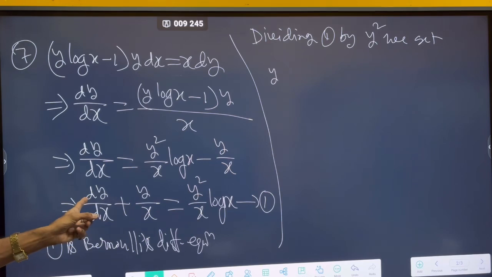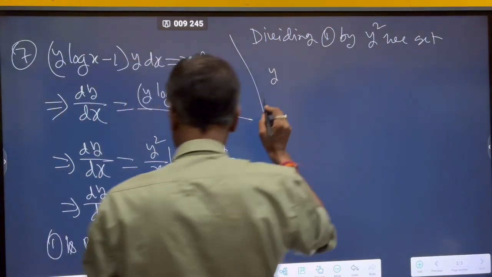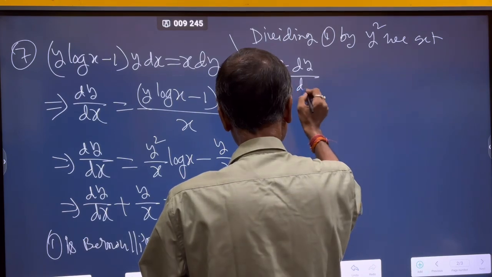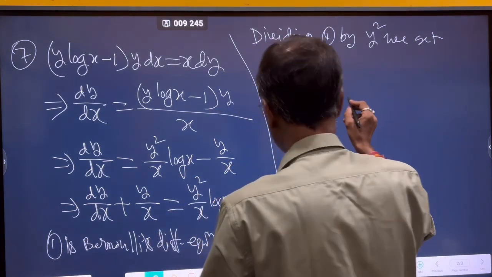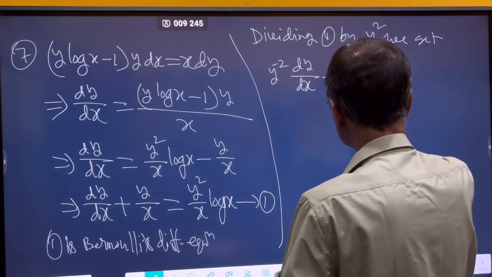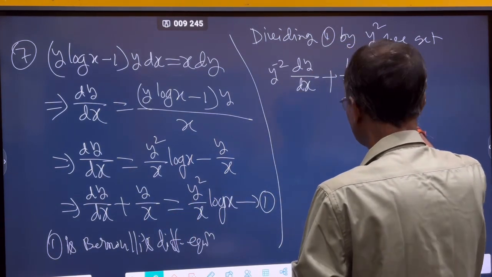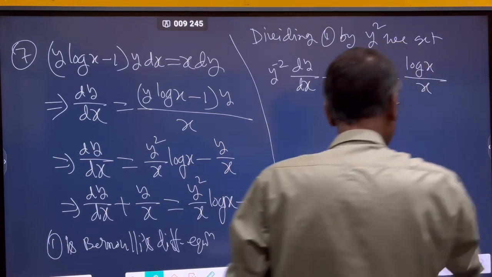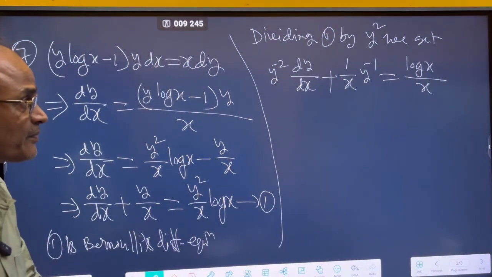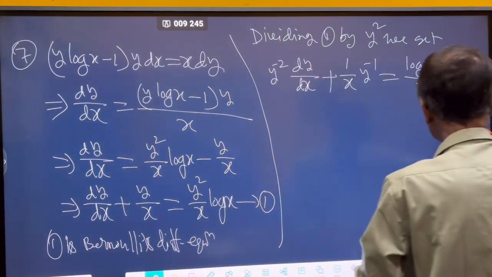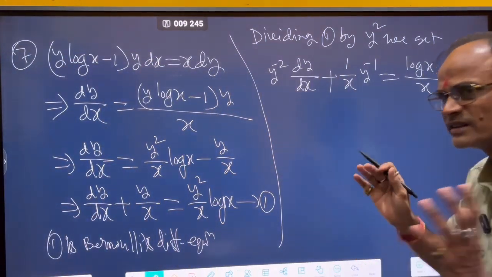One by y square, y to the power minus 2, dy by dx plus 1 by x y to the power minus 1 equal to log x by x. This is equal to log x divided by x. Suppose this is number 2. What is your next step?